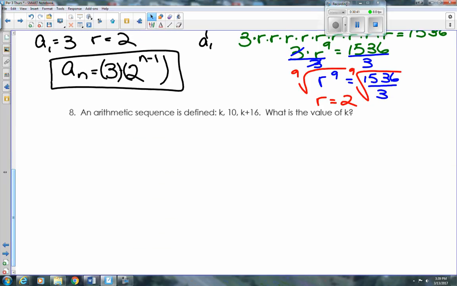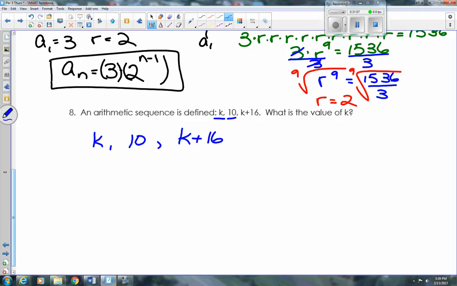All right, one more problem here. We have an arithmetic sequence. Uh-oh. We've got letters. Our first term is K. Our second term is 10. Our third term is K plus 16. I want to know what K is, or in other words, what that first number is.